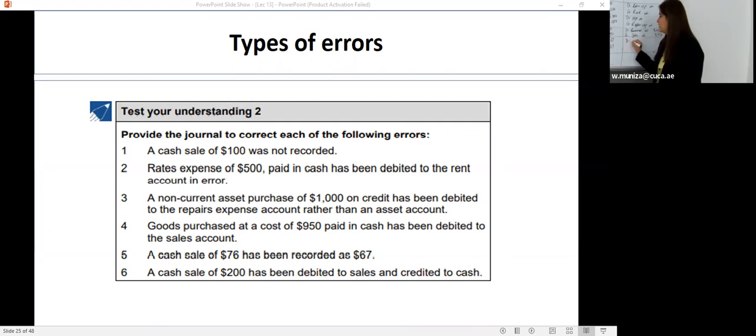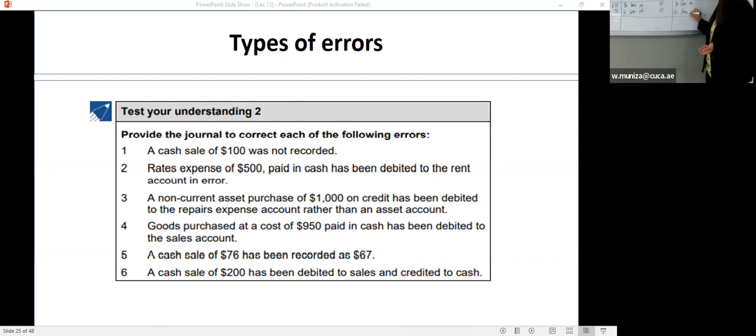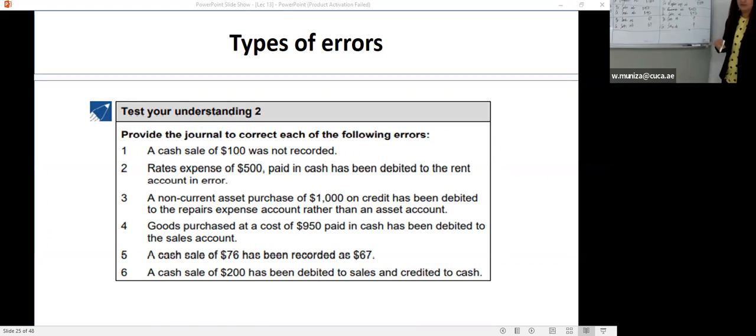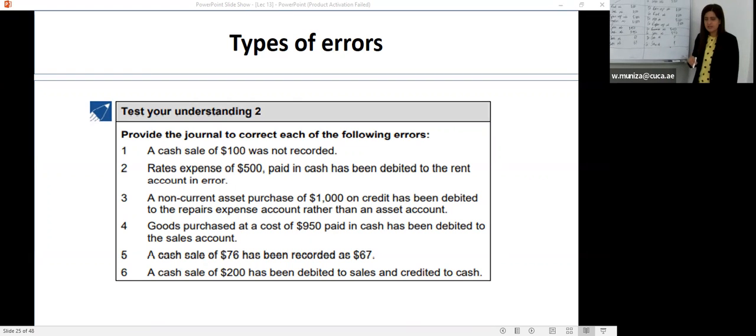So in the case of undercasting, we are going to pass the same accounting entry, debit cash account, credit sales account with the difference amount. 76 minus 67, how much? $9. $9 is going to be passed.